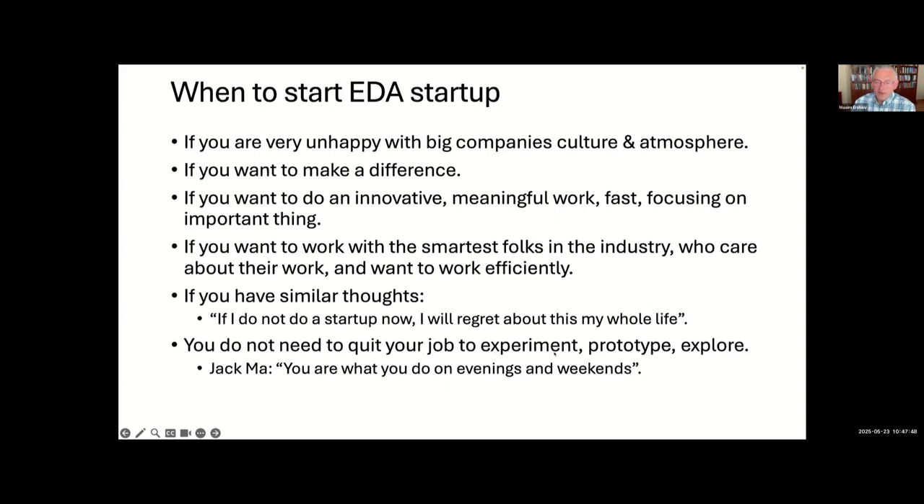It's very risky to quit your job, but you don't have to quit it in order to do experiments, prototyping, exploration. As Jack Ma, the founder of a big Chinese company, said, you are what you do on evenings and weekends. So it's your free time and you are free to do what you want.